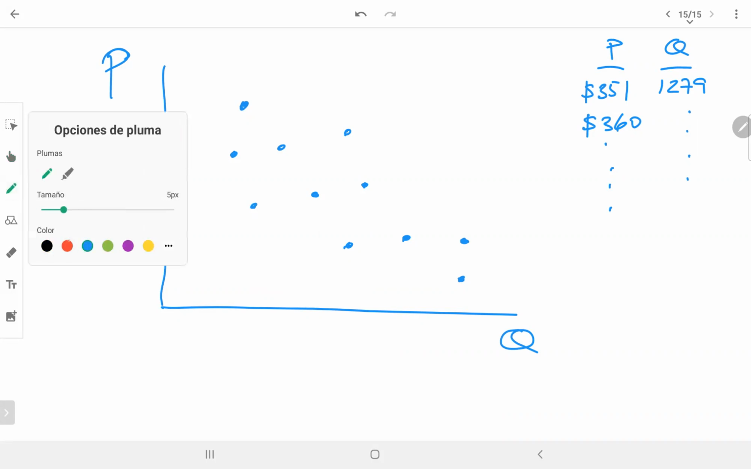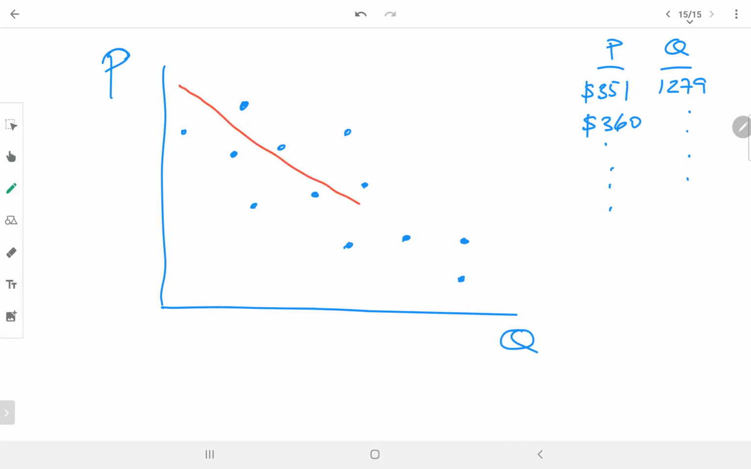And through multiple regression analysis, we say, okay, what is the line, my demand? I'm trying to figure out what is the line that reduces the errors, the square of the errors, if we're going to get technical.